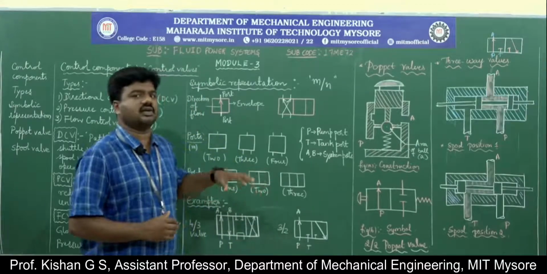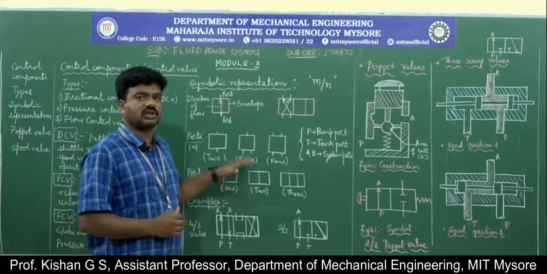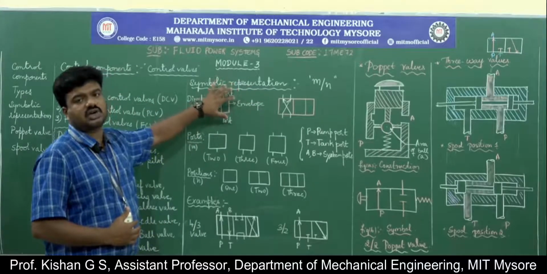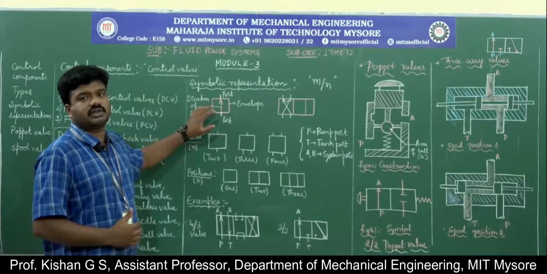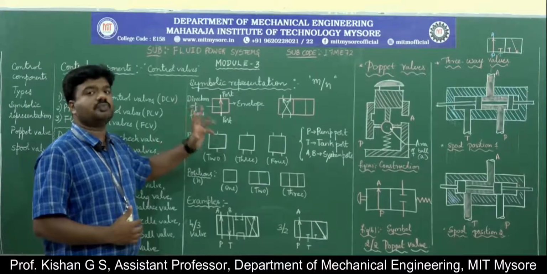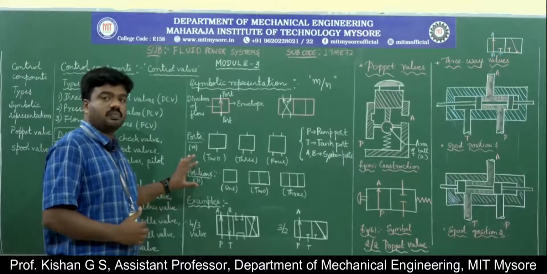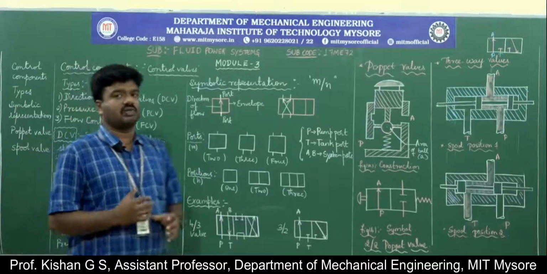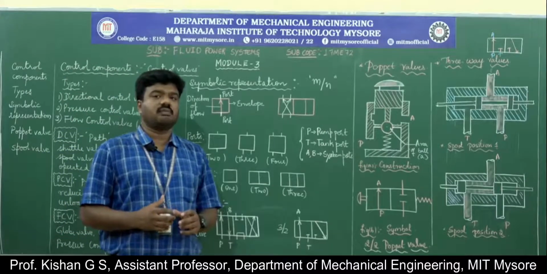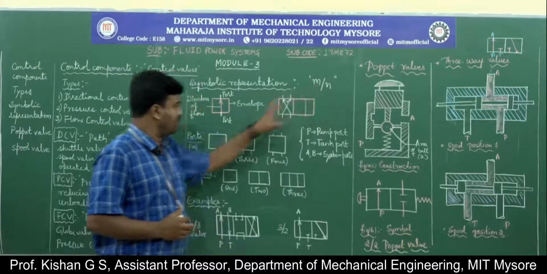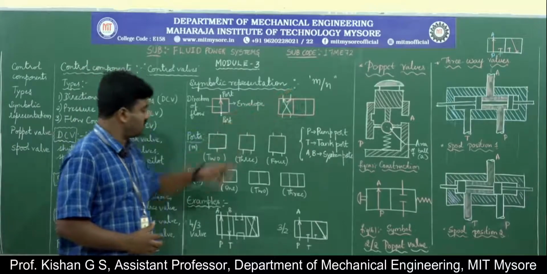So now let us understand the symbolic representation for the direction control valve. Basically, in the case of the direction control valve, the symbolic representation is taken into account with two parameters. One is ports, another one is position. So the direction control valve will be represented symbolically by M cross N as the reference. M cross N, M being ports, N being positions.